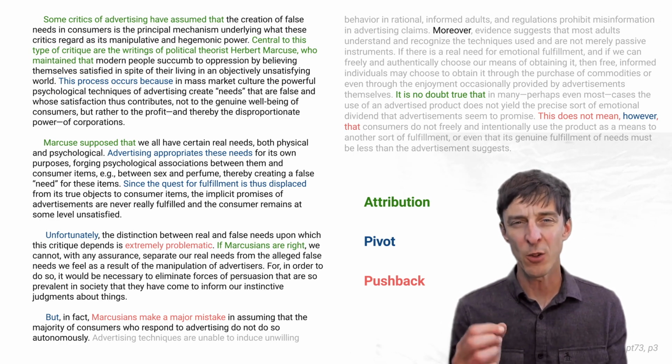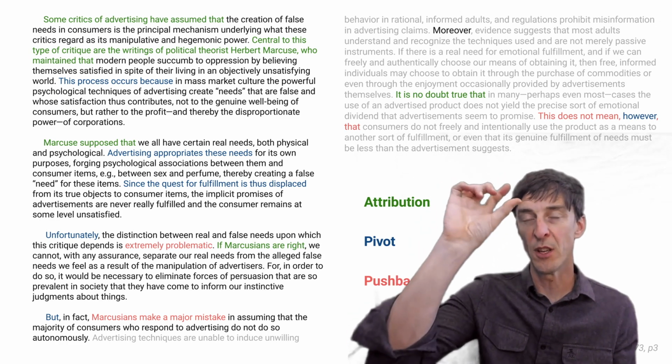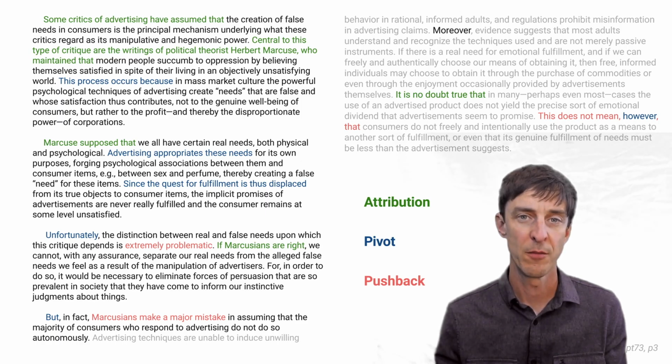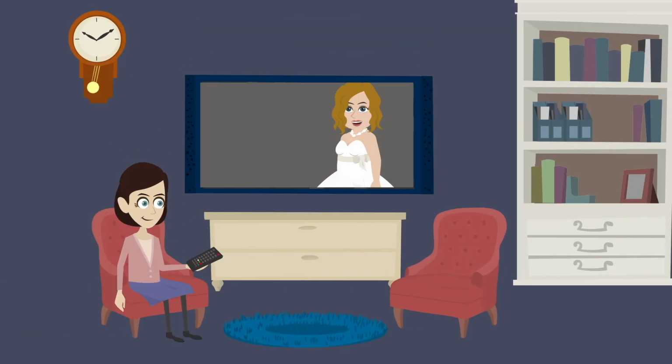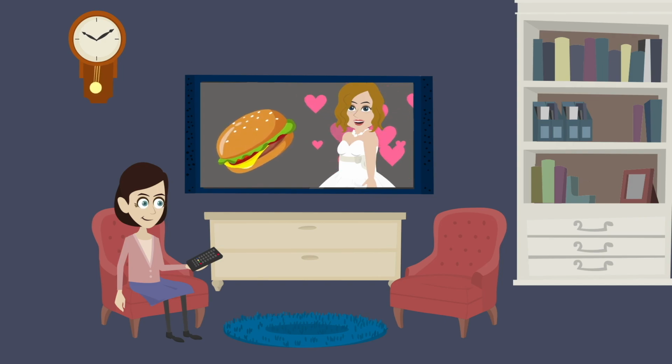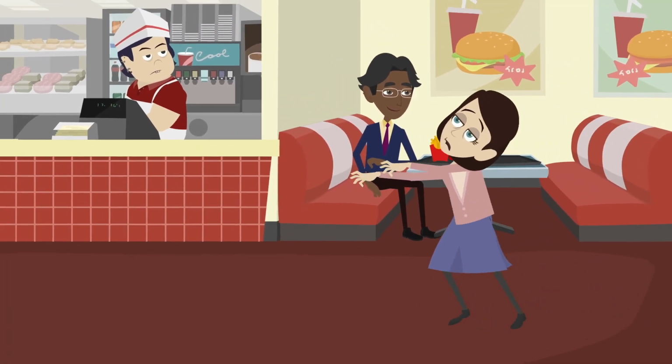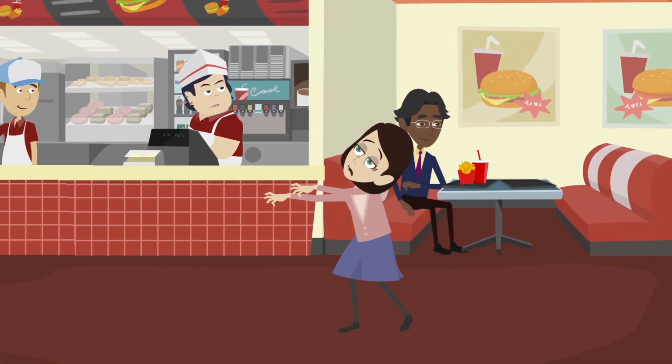So now we just have to make sure we own those two positions. What's the opposing view? What's the author's view? The Marcusians are saying that advertising has brainwashed us. They take a real need, like the need for love, and pair it up with a fake need, like the need for a cheeseburger. And then we try to buy these products as a way to attain genuine fulfillment.